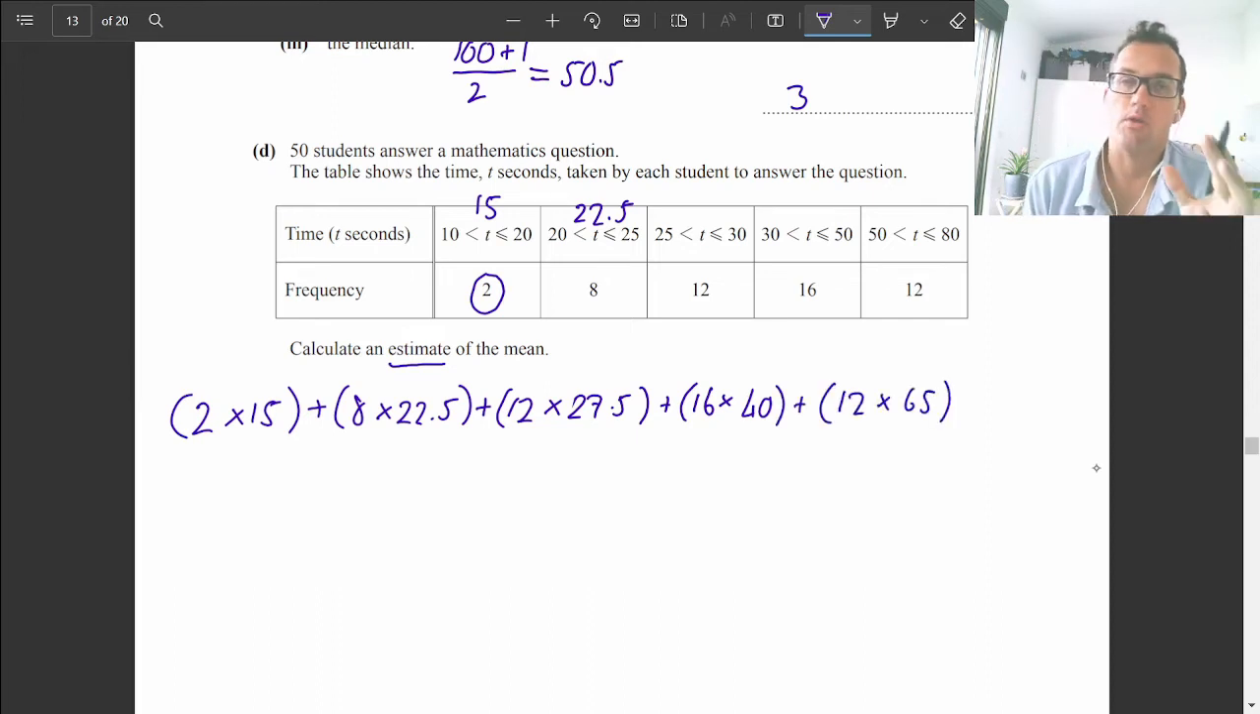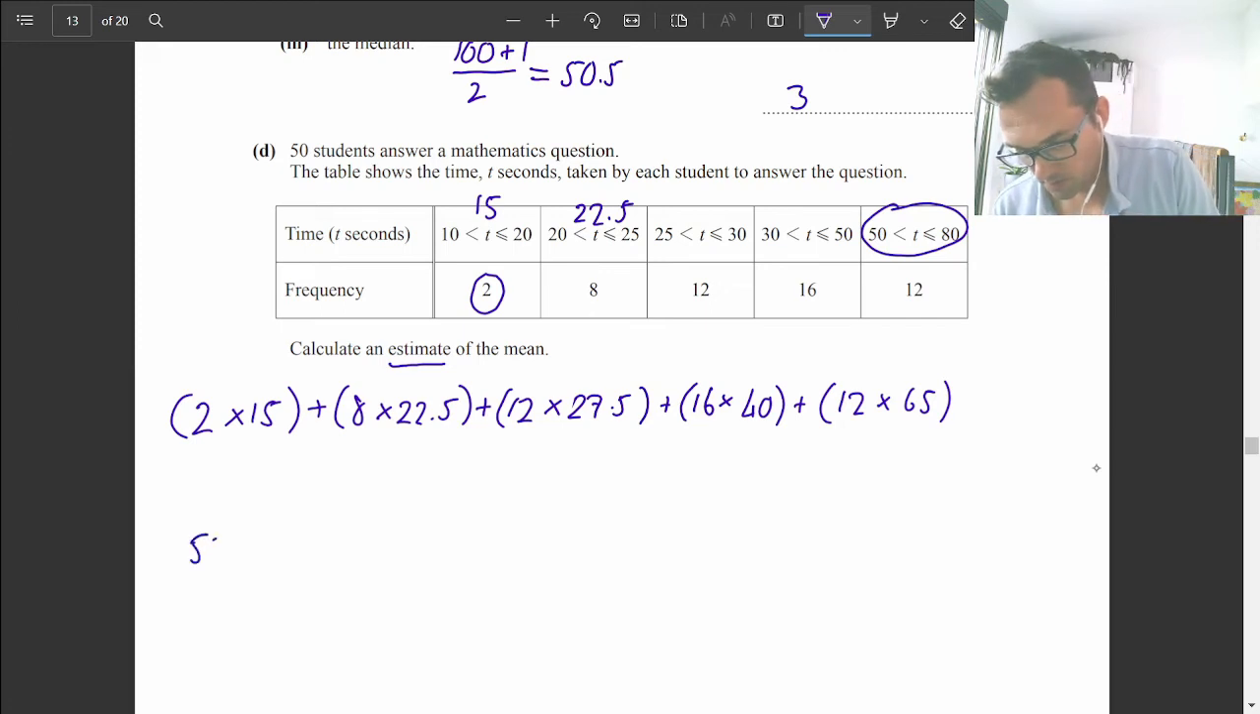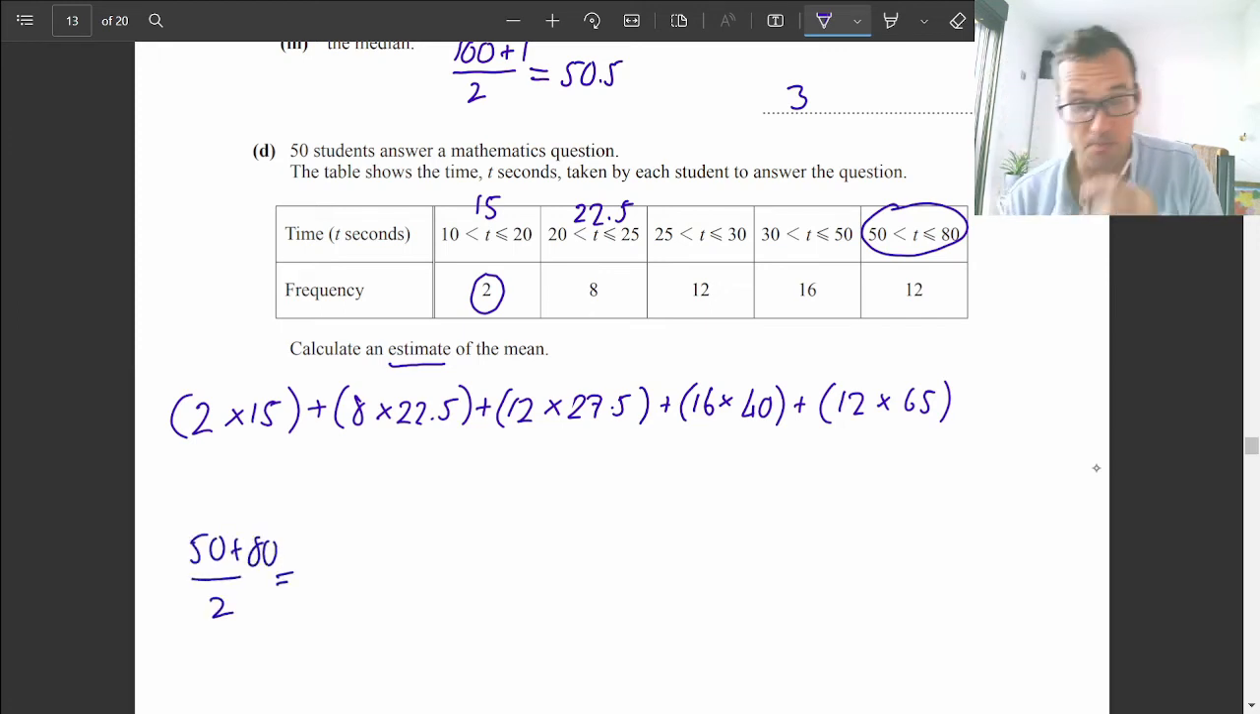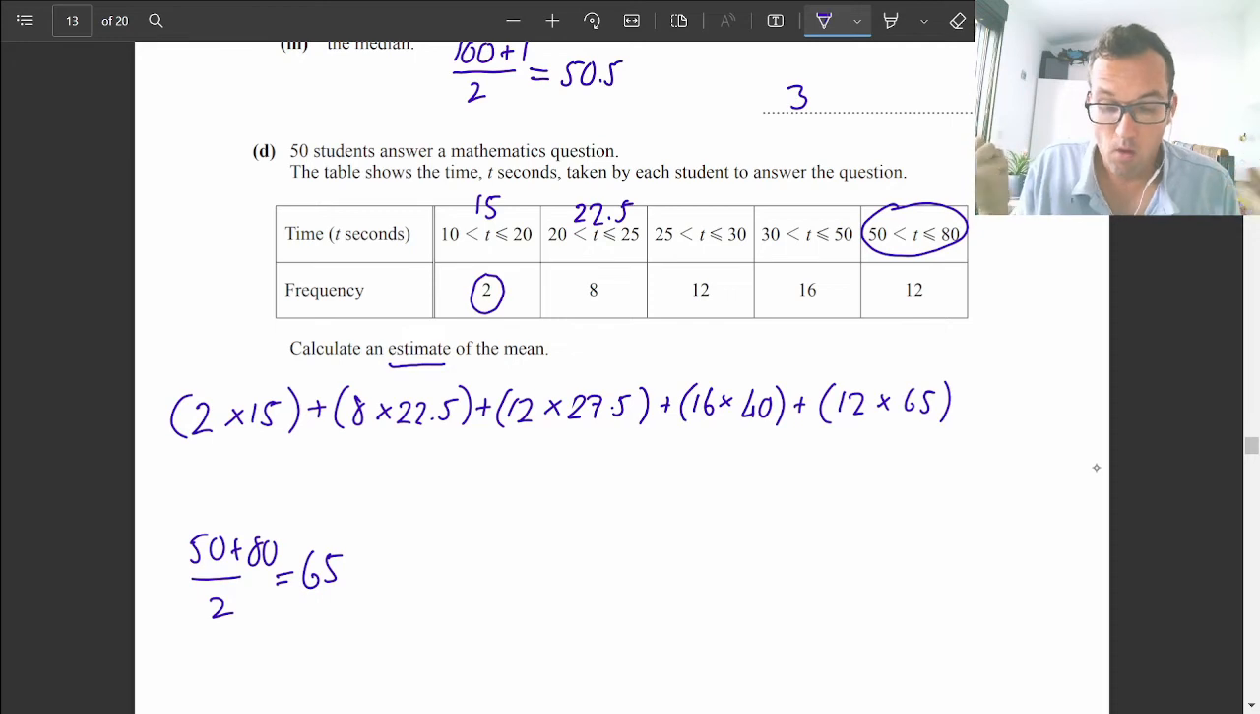If at any point you're not sure what the midpoint is, add the 2 numbers together. For example, here, to find the midpoint, we do 50 plus 80 divided by 2, which of course is 65. That will give us all the times added together, all the students. Okay, so if we make one student after the other do the question, how long will it take them to all do the questions?